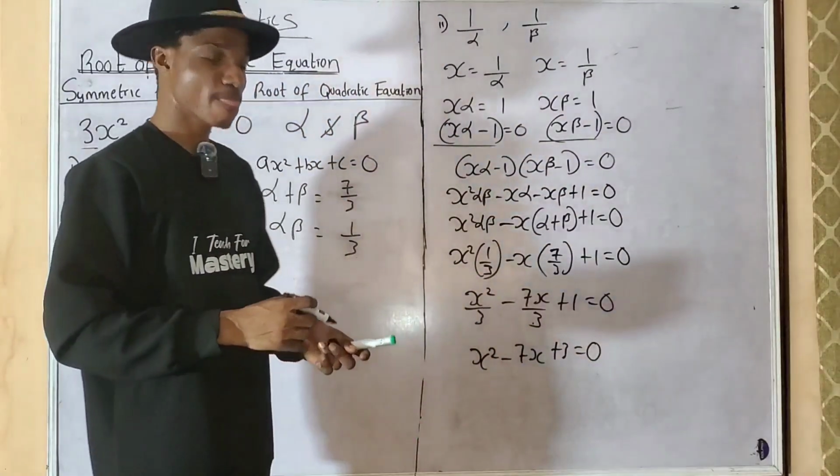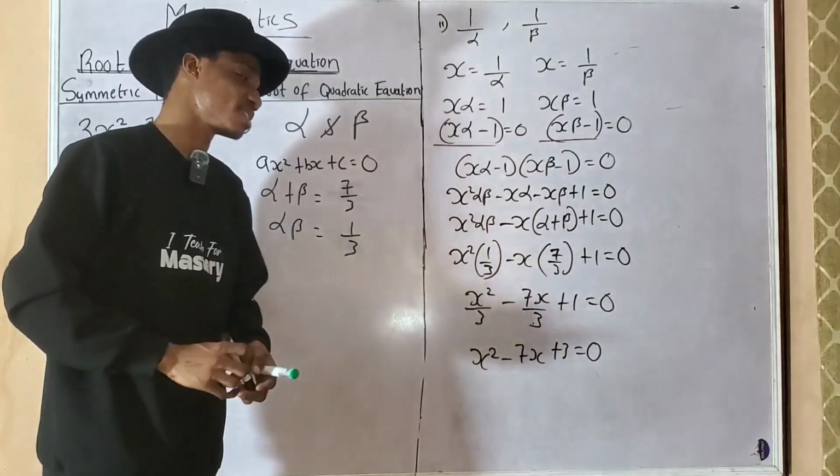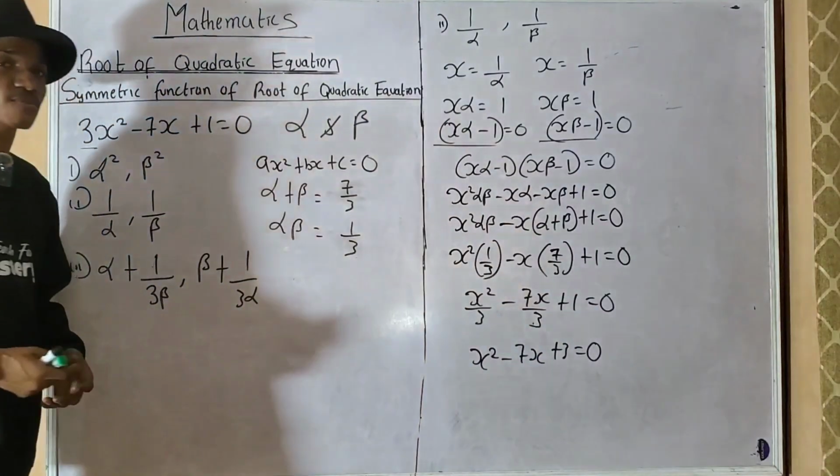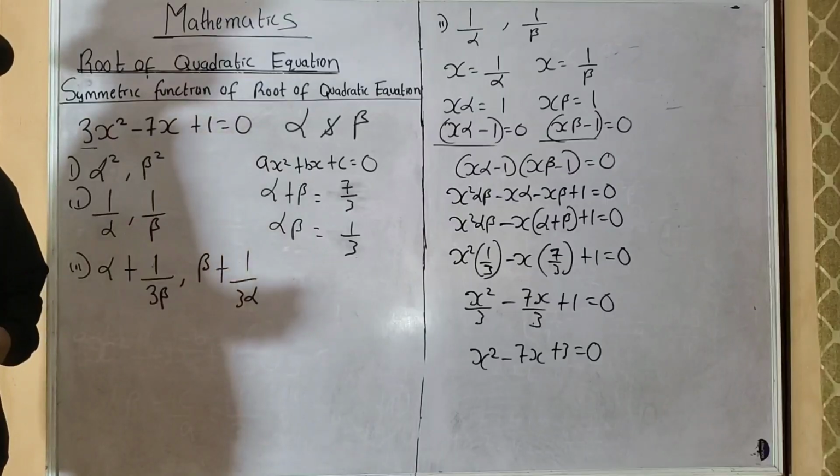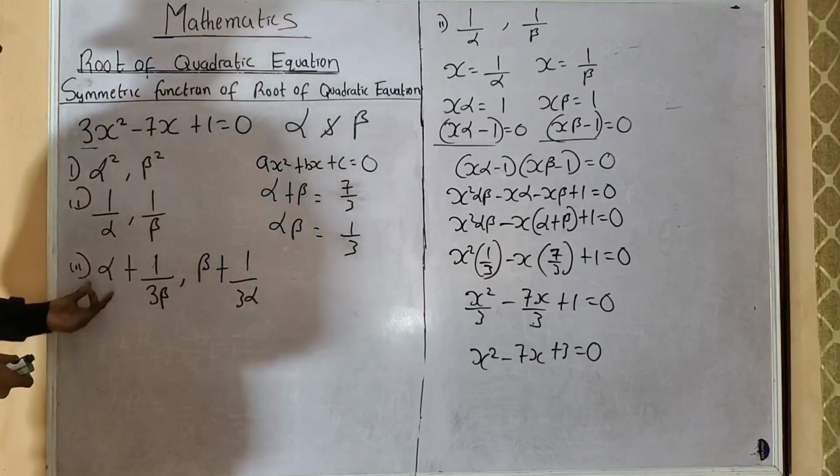Do you understand? So that is the required quadratic equation that we are going to have from the roots of 1 over alpha and 1 over beta. Do you understand? Okay, what of the third question?